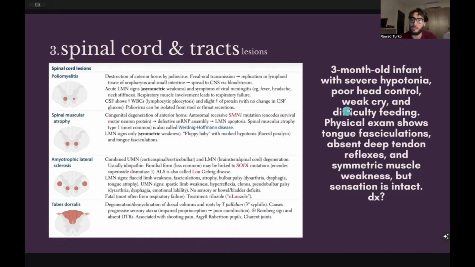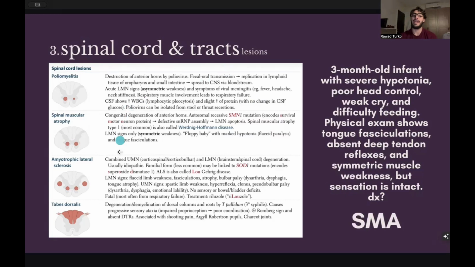All right. Let's answer a question. A 3-month-old infant with severe hypotonia, poor head control, weak cry, and difficulty feeding. Physical exam shows tongue fasciculations, absent deep tendon reflexes, and symmetrical muscle weakness, but sensation is intact. What's the diagnosis? So this is spinal muscular atrophy.